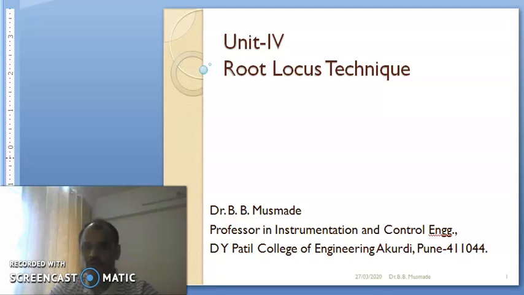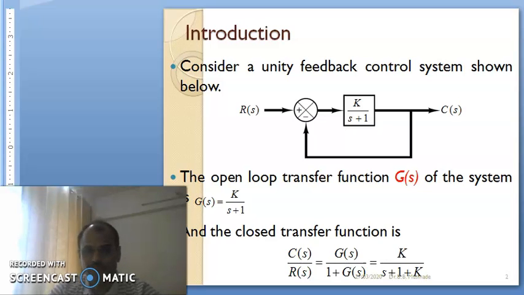Hello everyone. Today we are going to understand the root locus techniques: how to plot a root locus, salient features of root locus, and the general procedure of root locus. So to understand what exactly the root locus is, we will begin with this simple example.